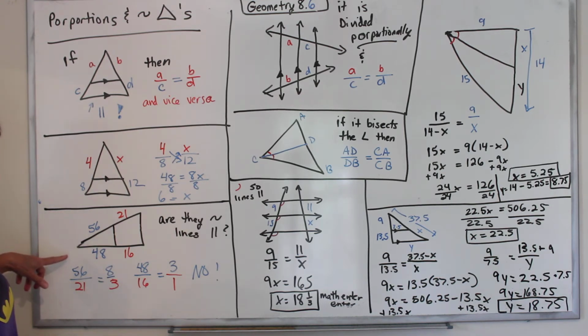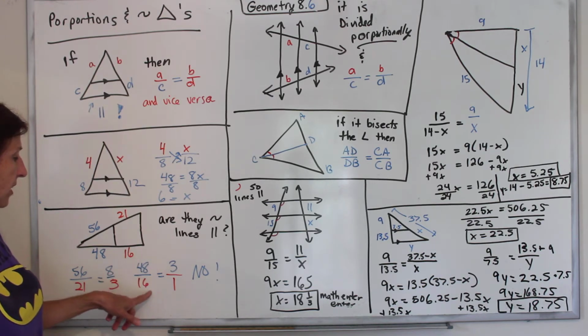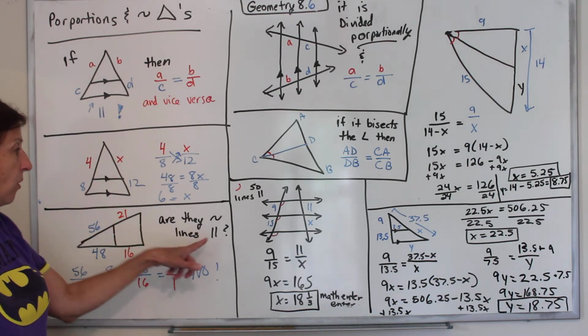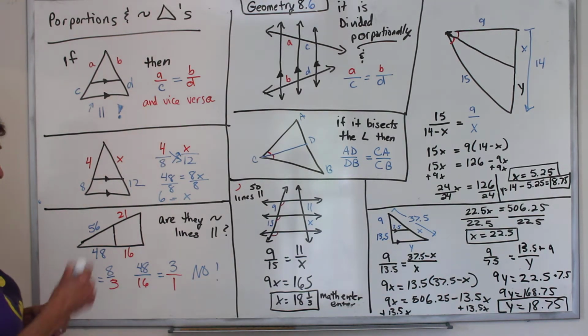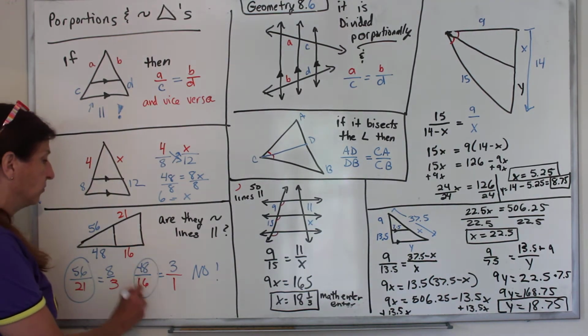Well, if you reduce 56 over 21, it's 8/3. And if you reduce 48 over 16, it's 3. So are they similar? Are the lines parallel? No.